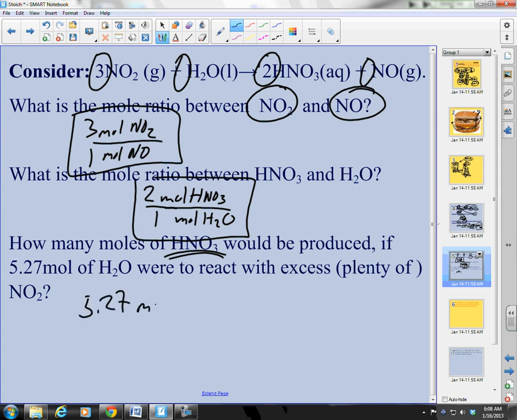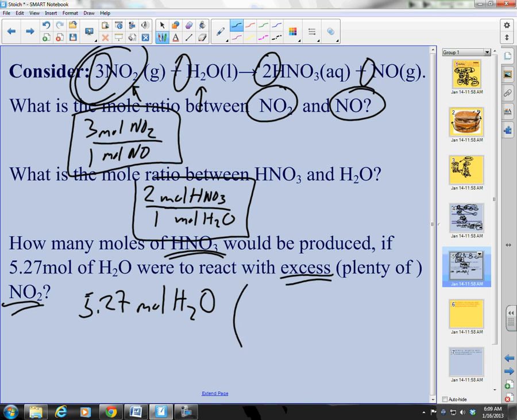How many moles of nitric acid would be produced if 5.27 moles of water were to react with excess NO2? When you see the word excess, it means plenty, more than enough. That means we don't have to worry about this because we're going to assume we have lots and lots, and that water will run out before NO2 runs out. Okay? That we have 5.27 moles of water.